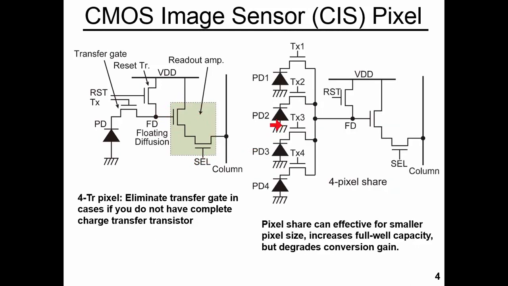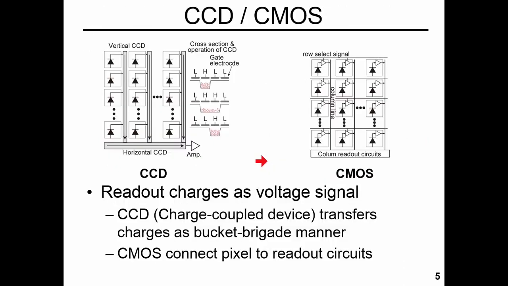Sometimes, to make the pixel size smaller, we share the source follower amplifier among several pixels. If you share it by 4 pixels, the effective number of transistors per pixel becomes 1.75. That results in a smaller pixel size.